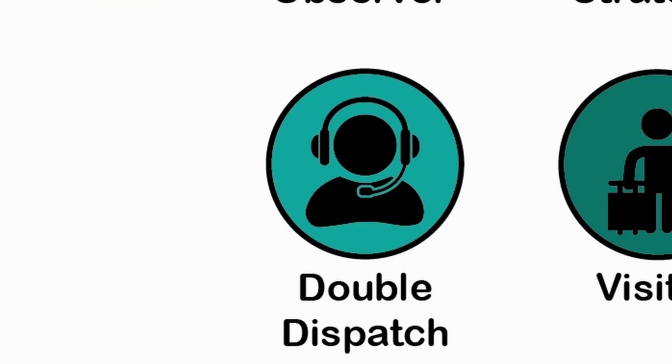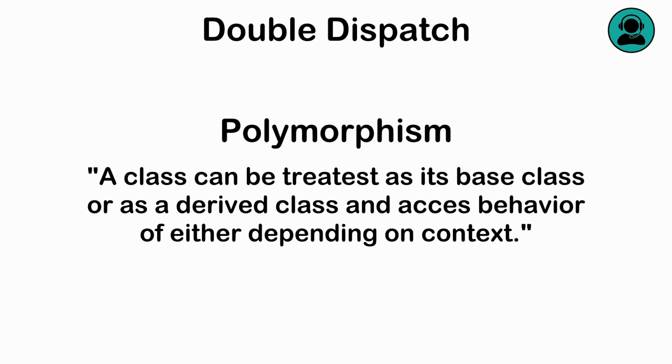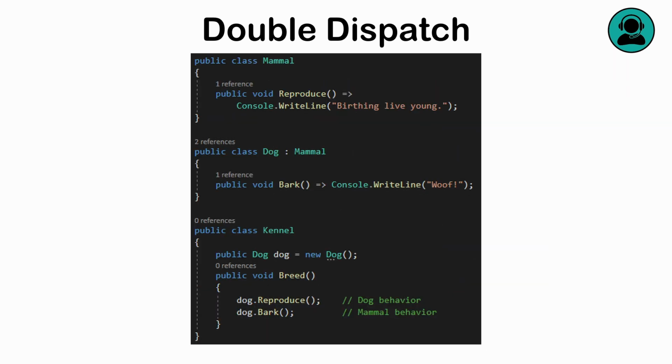Double dispatch. A process for choosing which method to call based on the runtime type of both the caller and the one being called upon, the latter of which appears as an argument in the method signature. Polymorphism is the principle by which a class can be treated as its own type or as its parent type, depending on context. For instance, all dogs are mammals, but not all mammals are dogs. Dog, in this case, extends mammal, and thus is polymorphic by virtue of inheritance.